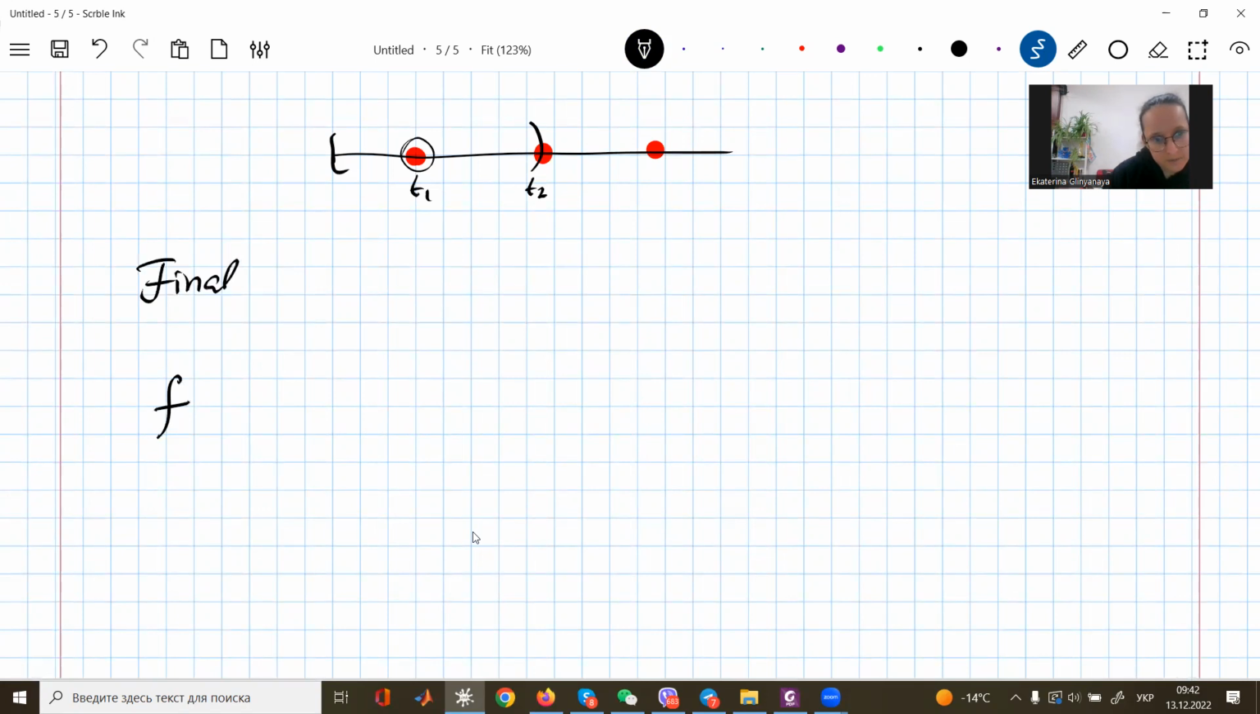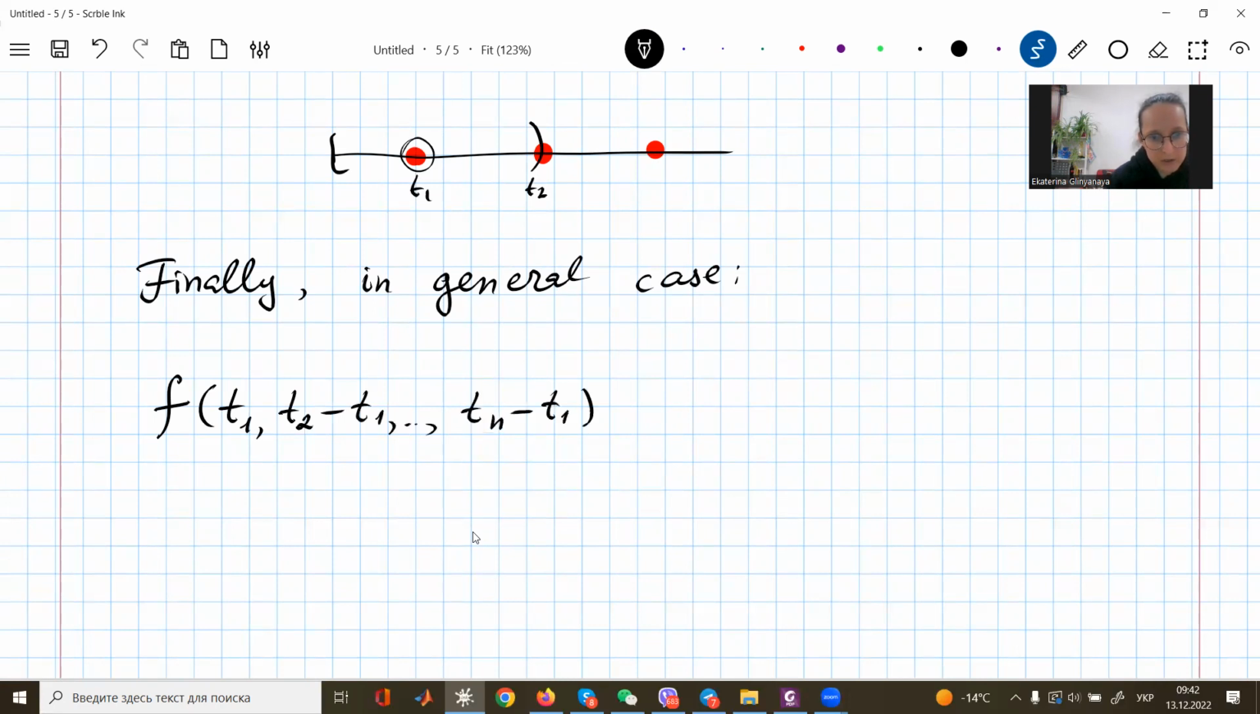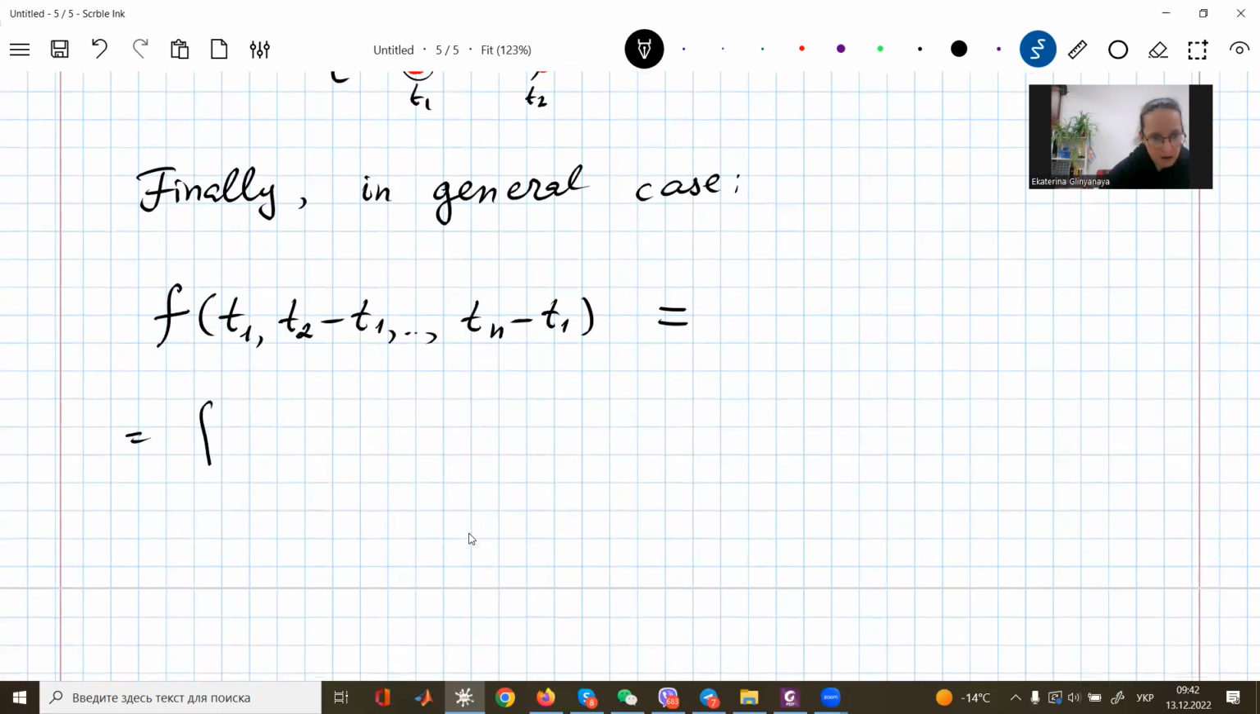Finally, in the general case we have that a function of points t1, t2 minus t1, and so on, tn minus t_{n-1} is equal to, and I write it using the integral. So I have the values. Since I ordered points, I know that these values are from 0 to infinity. Yes, they can be arbitrary. Oh, I'm sorry, n minus 1 here.